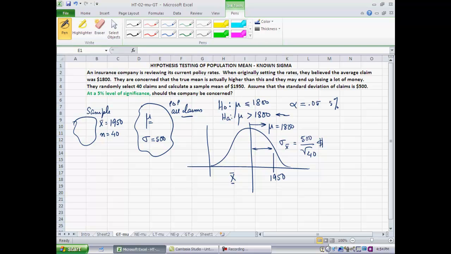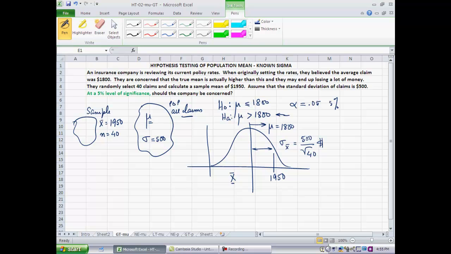But of course we have to quantify, because this 1950 could have come about purely by chance, even though the true population mean might have been $1,800. It's possible to still get a sample mean of 1950. The question is, how likely is it to happen by chance? And if we end up computing that it's very, very unlikely to get a sample mean of 1950 or higher, if the true mean were in fact equal to $1,800, then of course we would feel more comfortable in rejecting the null.